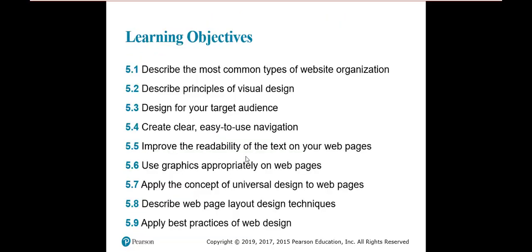These are the learning objectives of this chapter. We will see the common types of website organization. We'll also describe the principles of visual design. We'll see who your target audience is, and how we can create clear and easy-to-use navigation for websites. We will also see how we can improve the readability of the text on your web pages. We'll see how graphics should be used appropriately on web pages, and we'll also learn about the concept of universal design for web pages.